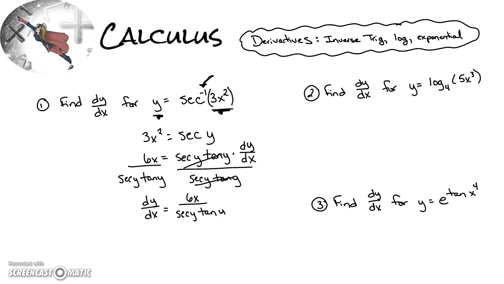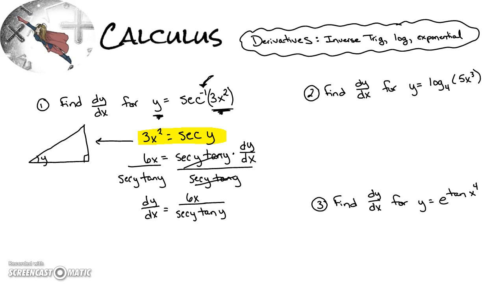Now the only problem is I can't have y's in my answer because this wasn't really an implicit problem. I just turned it into that. So what we do is we go back up. This is the key equation right up here, this equation. We can draw a triangle that shows this relationship that's written in that equation. So this equation is saying the secant of y equals 3x squared. The y you can call this angle right here.